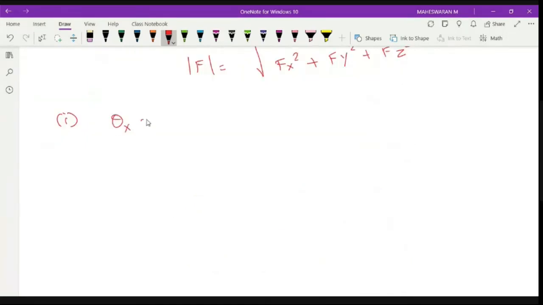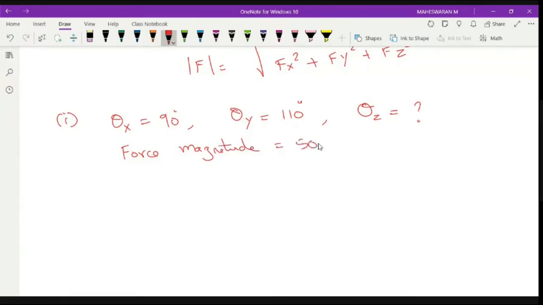You have theta x given, which is 90 degree, theta y given, which is 110 degree. They're asking what is your theta z. At the same time, they also give the magnitude of force, which is 500 Newton. In that case, they are asking what is your force vector, or what is your Fx, Fy, and Fz, right? What do I have to do? I have to use the formula.